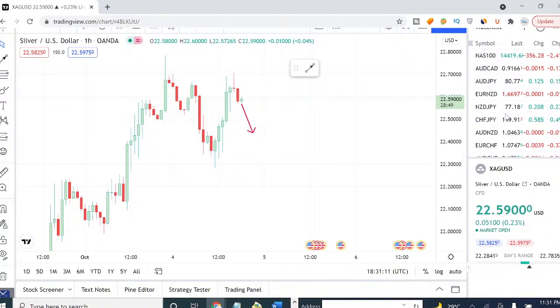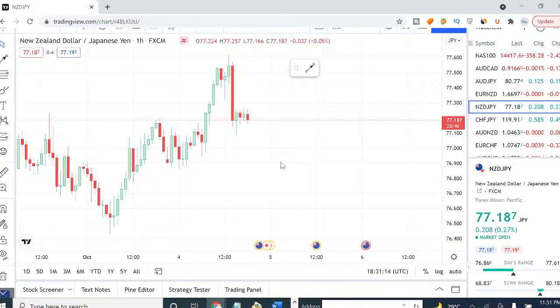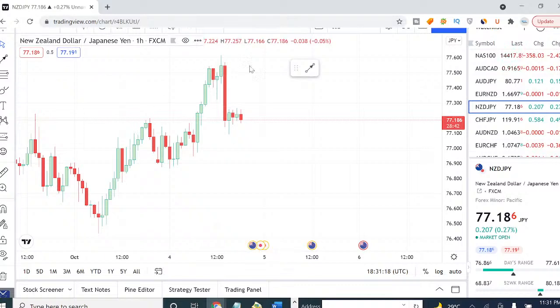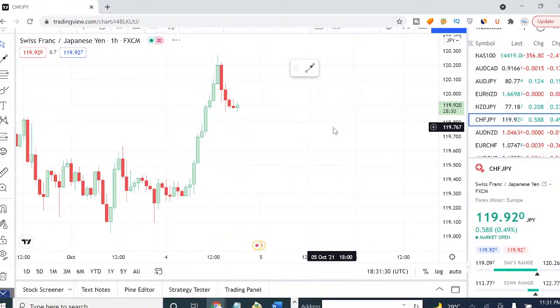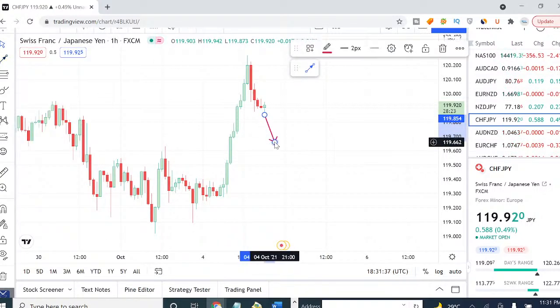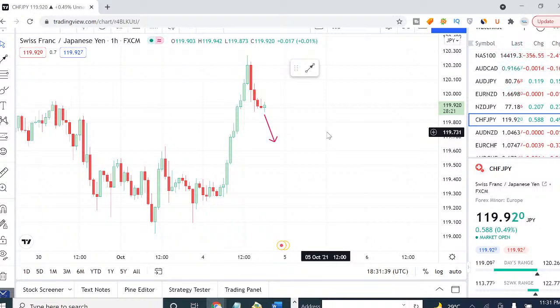Okay, what else? NZDJPY. Okay, so guys, to be honest, it looks bearish to me, and I would just apply the bearish signal. So no other signal on New Zealand JPY. So it looks bearish. CHF JPY. If you talk about here, definitely things are very easy. They are not pretty much involved in difficulty. So this is kind of a bearish signal from my side on CHF JPY as well.